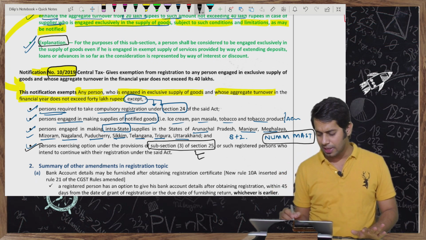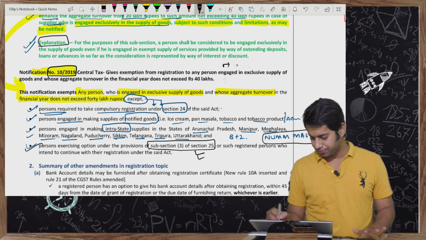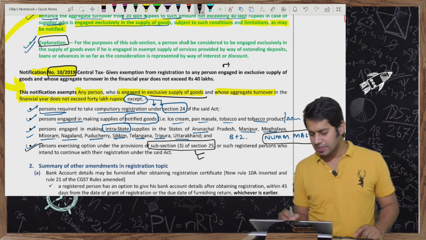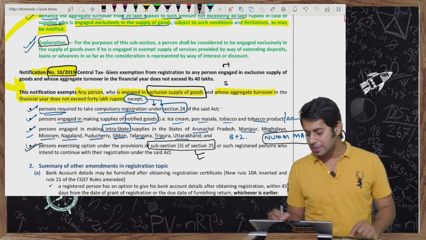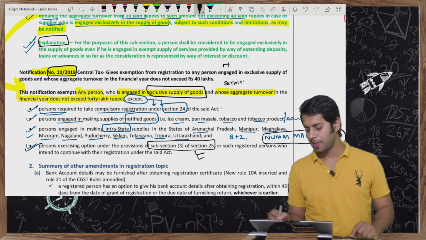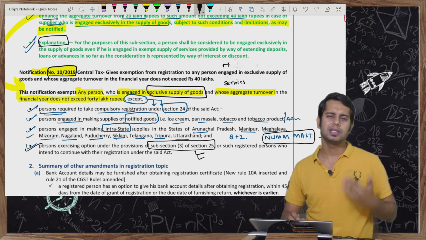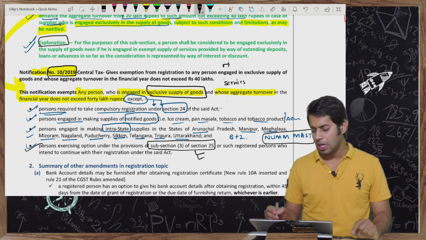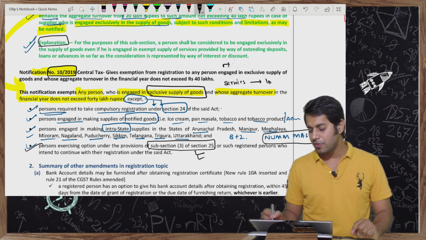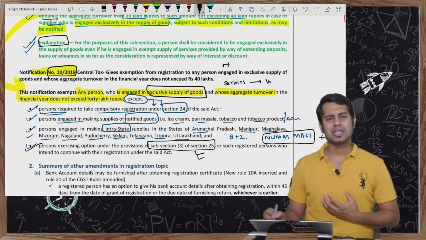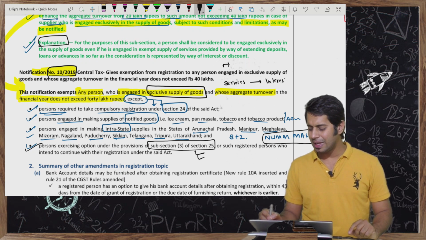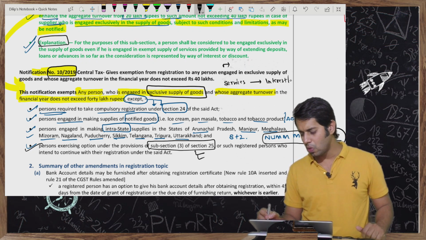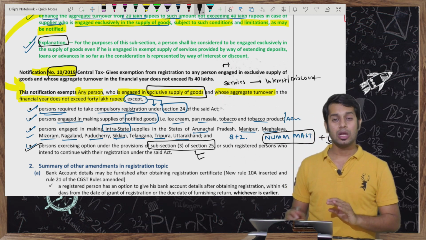What is this explanation telling? When you are seeing whether that person is exclusively supplying goods, if that person is also getting some income through supply of services, which kind of services? Services by way of giving any amount as advances or loan for which he is earning interest or discount. So any amount of income which is derived by you by way of interest or discount will not be added or considered.